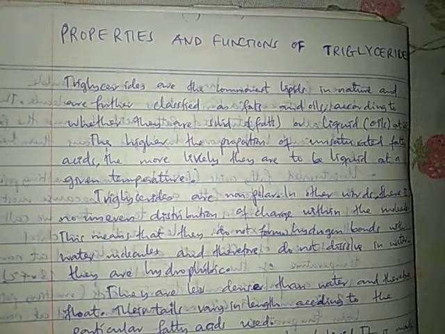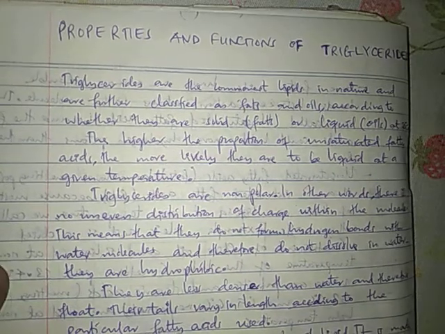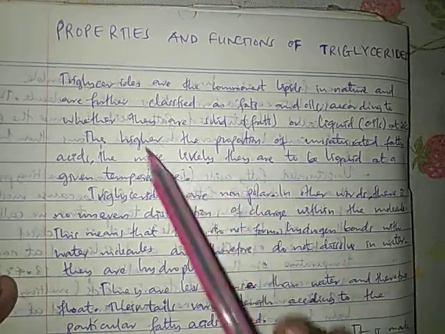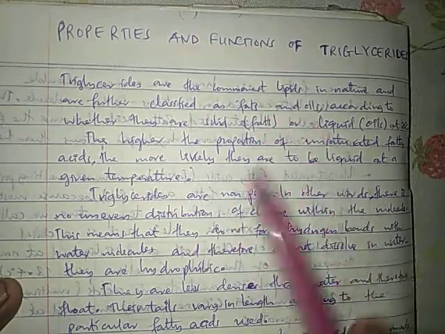So in this video, we are going to explain about the remaining properties and the functions of triglycerides in the body. So triglycerides are the commonest lipid in nature and are further classified as fats and oils.